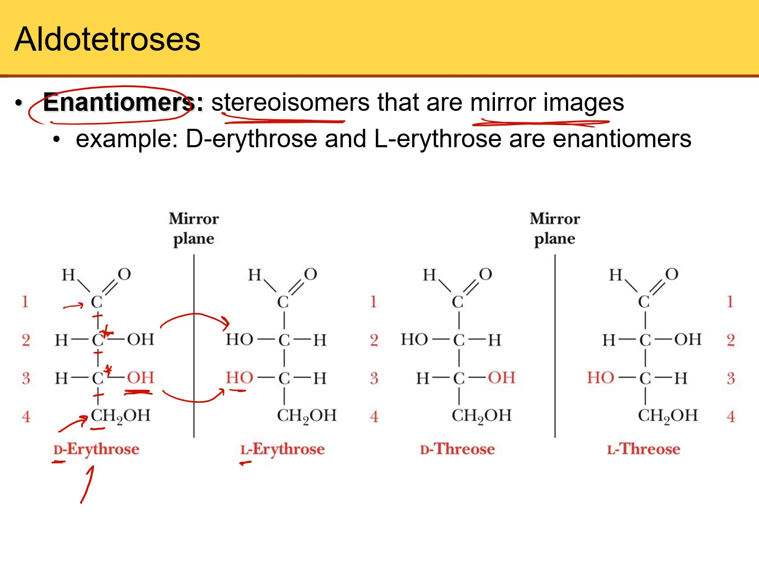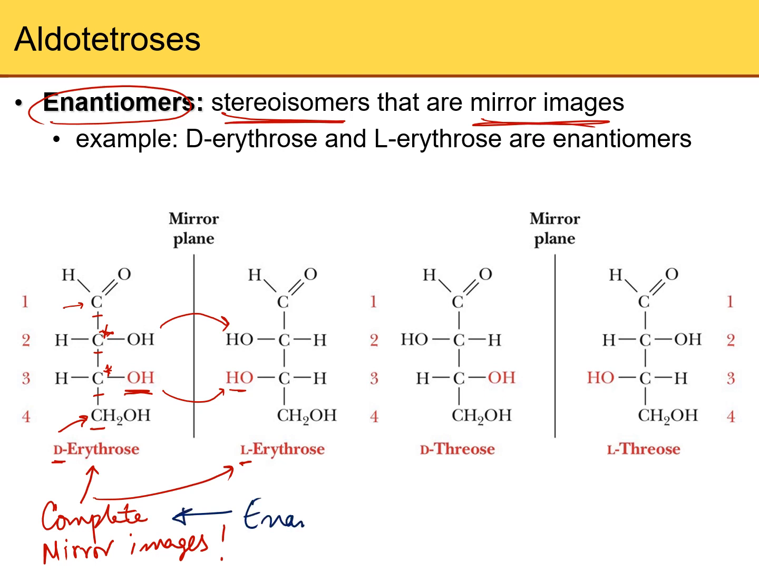So this was a compound, and you make a complete mirror image. So there is a complete mirror image, and that's what we call enantiomers. Okay, so likewise, this is another compound, and don't worry about the names, erythrose and threose.